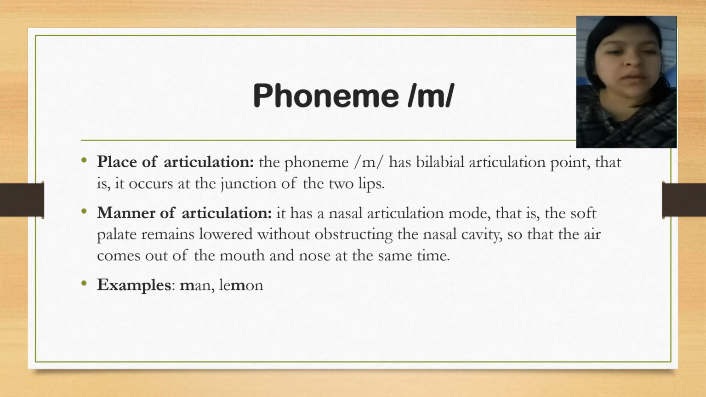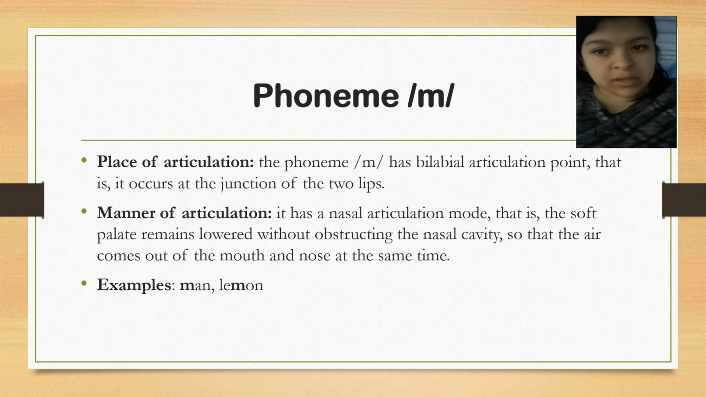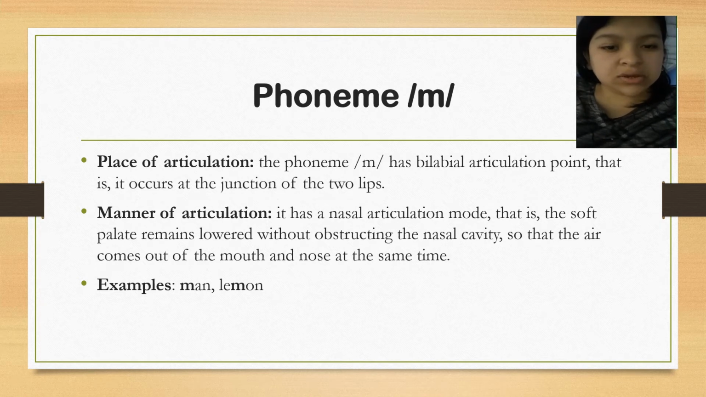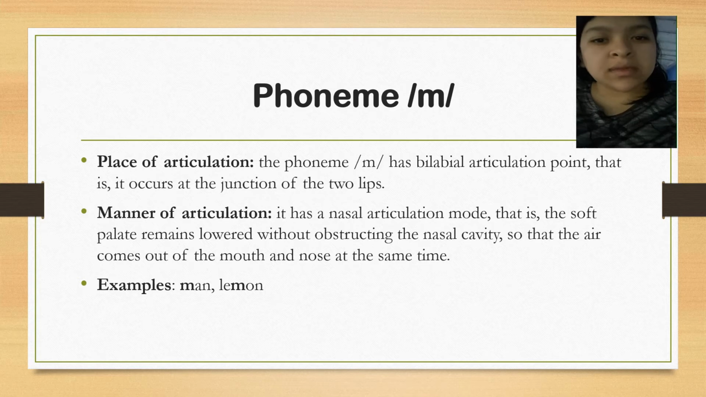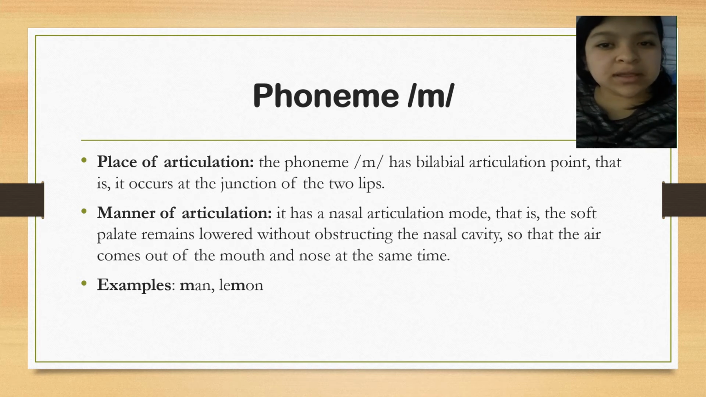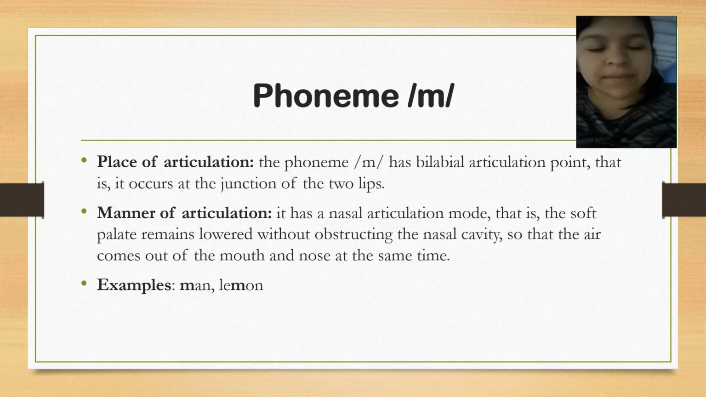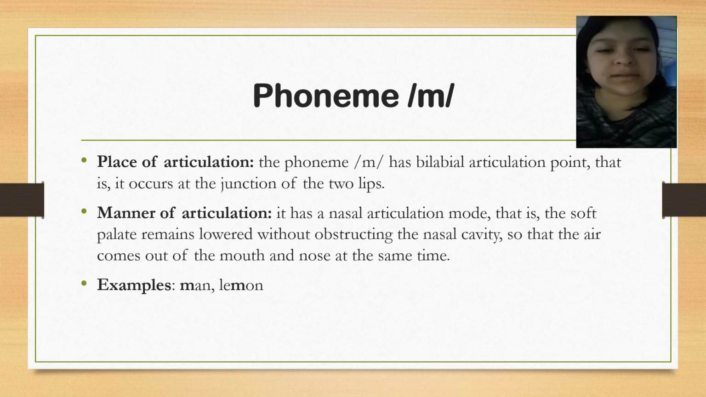Phoneme M. The phoneme M has a bilabial articulation point, that is, it occurs at the junction of the two lips. As for manner of articulation, it has a nasal articulation mode, that is, the soft palate remains lowered without obstructing the nasal cavity, so that the air comes out of the mouth and nose at the same time. The pronunciation of this one is mm. Example: man, lemon.